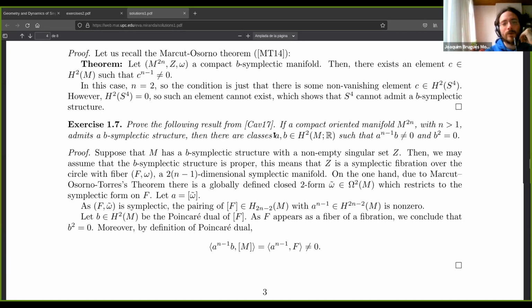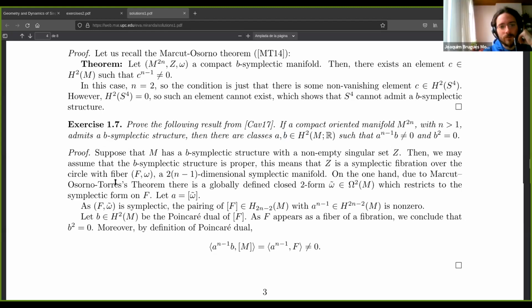Yes, what we have in here is the class A. This represents the symplectic form in each of the leaves, and this B is, let's say, a pairing between the normal and the transverse direction, if I recall correctly.